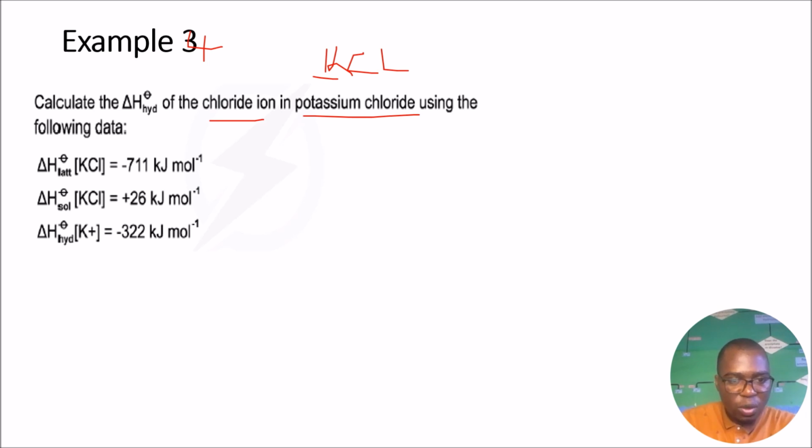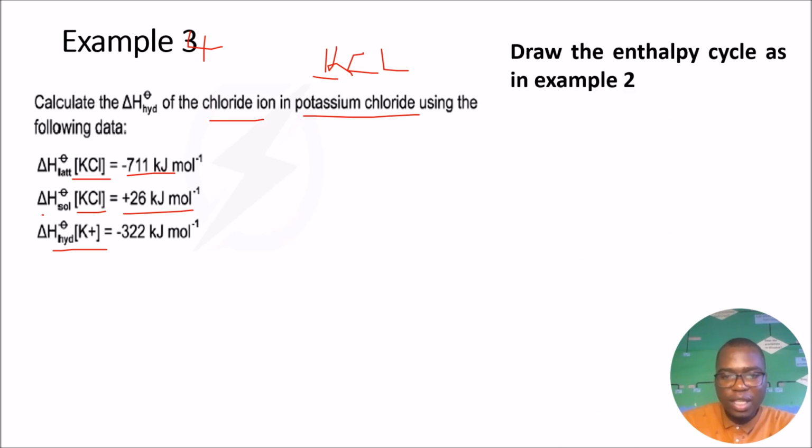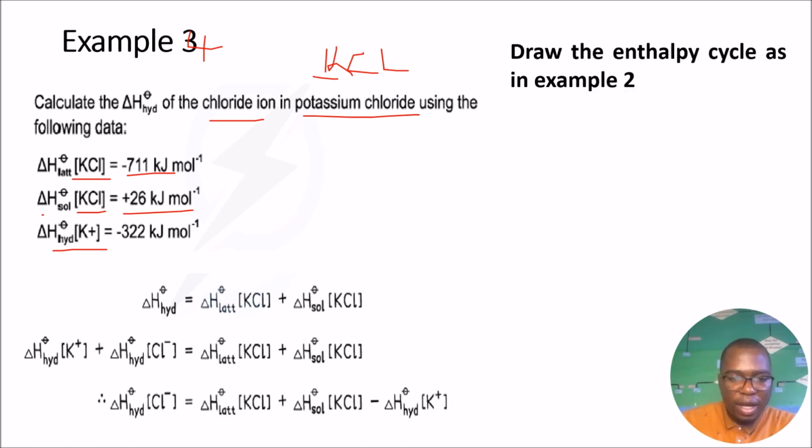So the lattice energy for KCl they've given us is that one. Then the enthalpy change of solution they've given us is this one. So this is for KCl. Then they've given us the hydration energy for just the K. So this is the one you're going to use here. The first thing that you're going to do here is write a formula for the hydration. So the overall hydration for KCl will be given by, the overall equation will be given like that.